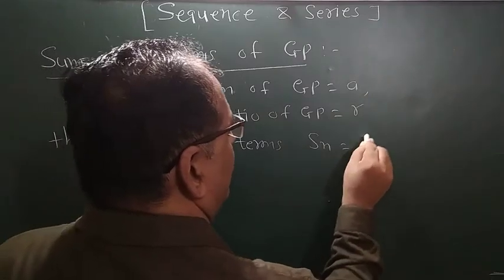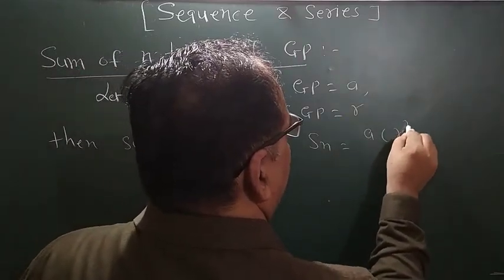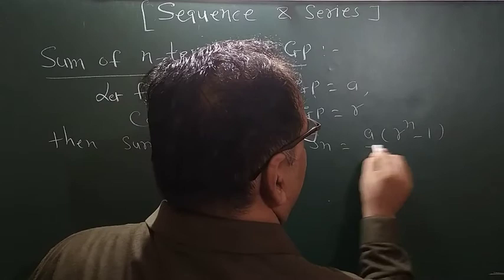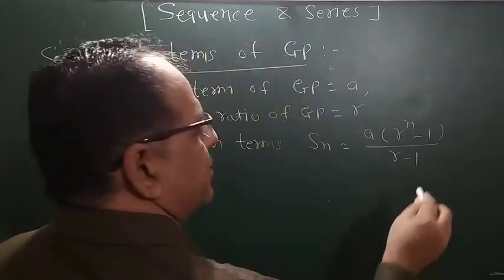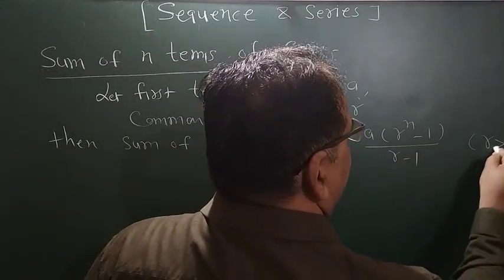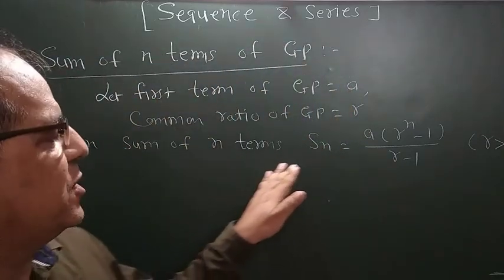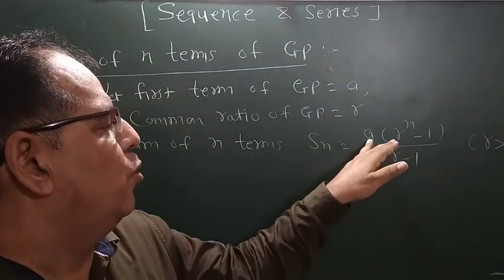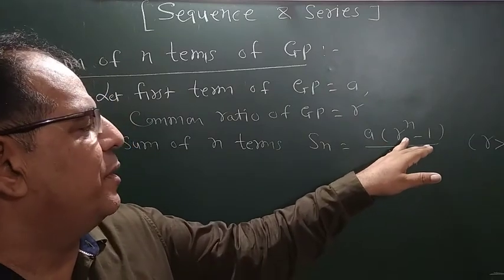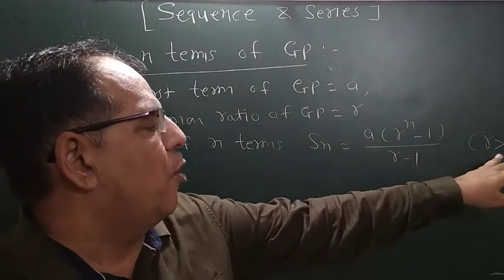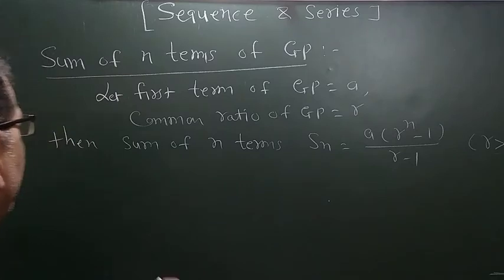Sn equals A times (r to the power n minus 1) upon (r minus 1), if the common ratio is greater than 1. So this is the formula for the sum of n terms of a GP whose first term is A, common ratio is R, and the common ratio is numerically greater than 1.